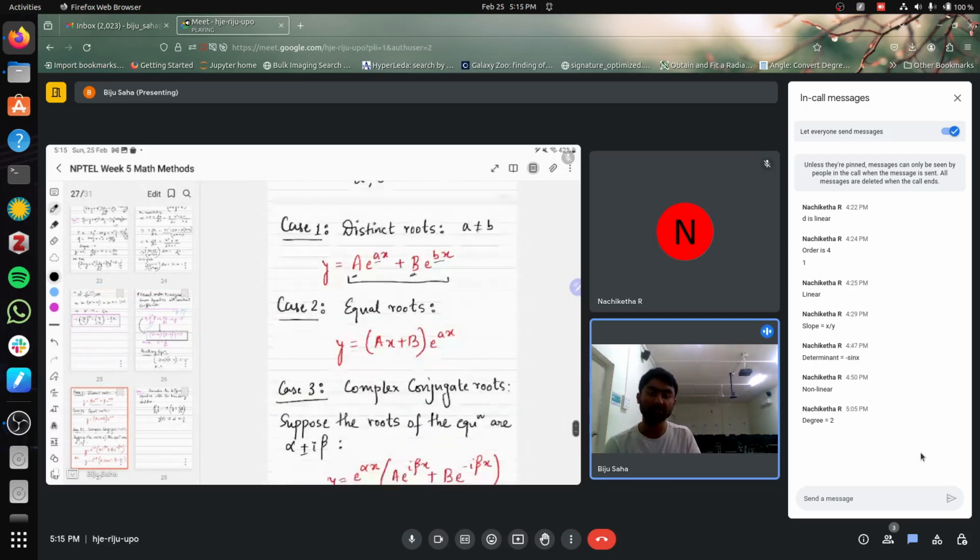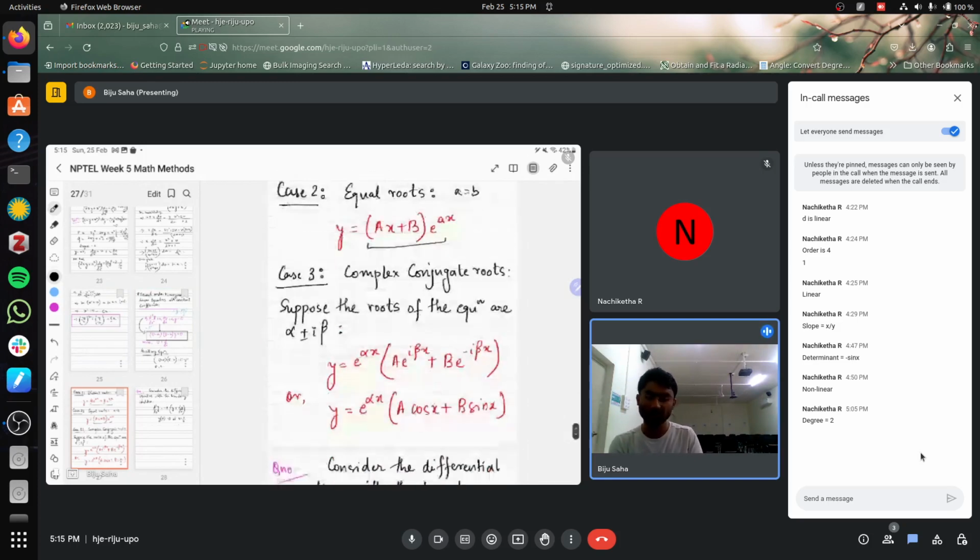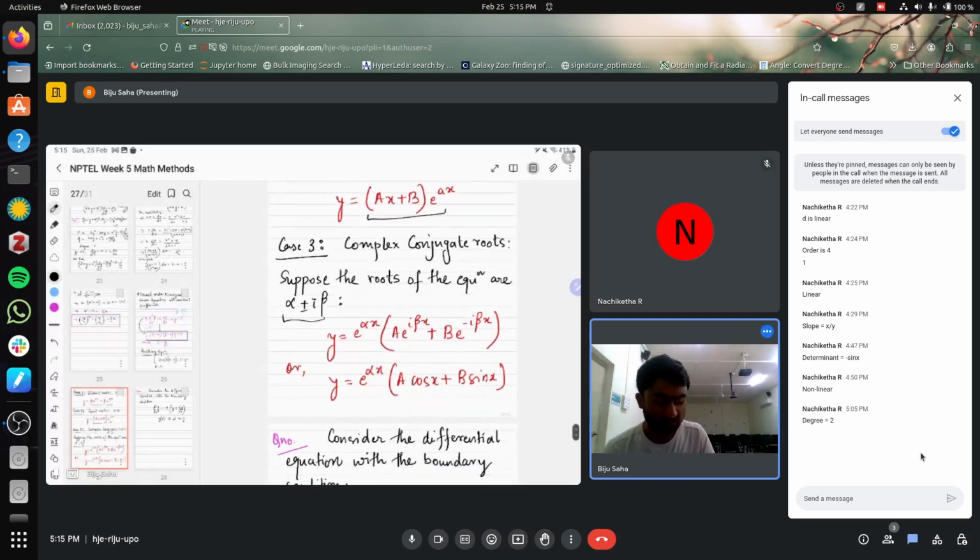Now the next category is if the roots are equal. So if your a is equal to b, this is how the solution would look. Now the next category is the roots are complex conjugate pairs. In that case, suppose your root is alpha plus minus i beta. So the real part is alpha and the imaginary part is beta. You can write the solution either in this form or this form.